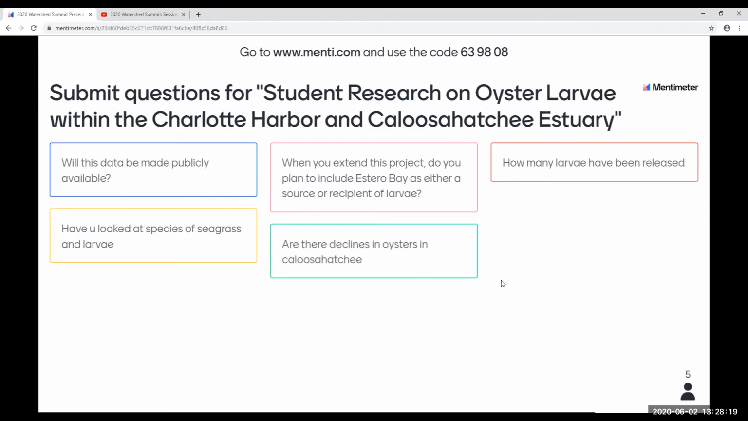Are there declines in oysters in Caloosahatchee? So I don't think I'm the best person to answer that, because I have been living on the West Coast for the last 2 years. But I'm sure Eric Milbrand or someone better qualified could answer that. I apologize.